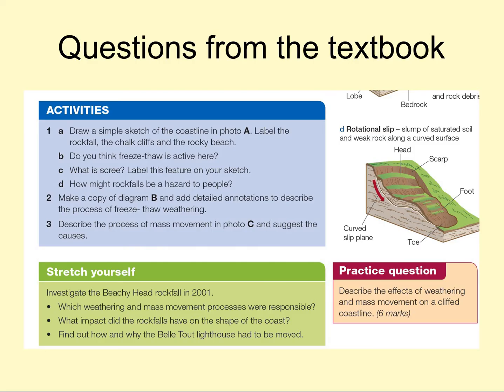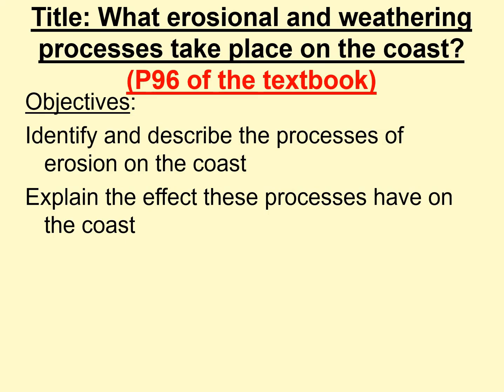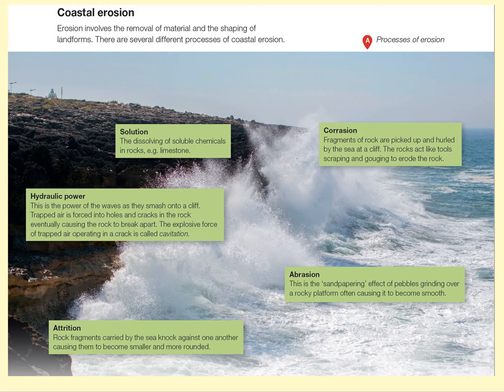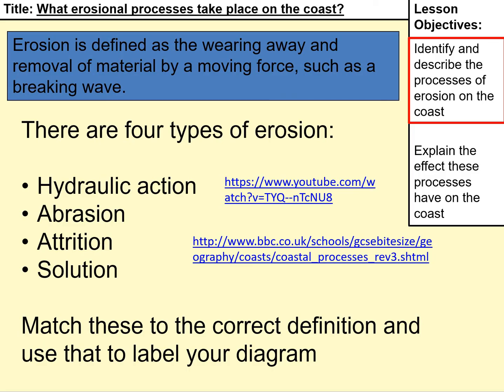So have a go at the textbook questions and check my model answers to help you with those. Now moving on to page 96, and now we're going to look at the processes of erosion at the coast and how these can impact the landforms at the coastlines. So you've got 5 different processes of erosion, so it might be an idea to pause the video and create yourself some flashcards, for instance, so you can remember these. These are, of course, on the keywords list I sent you last week also.